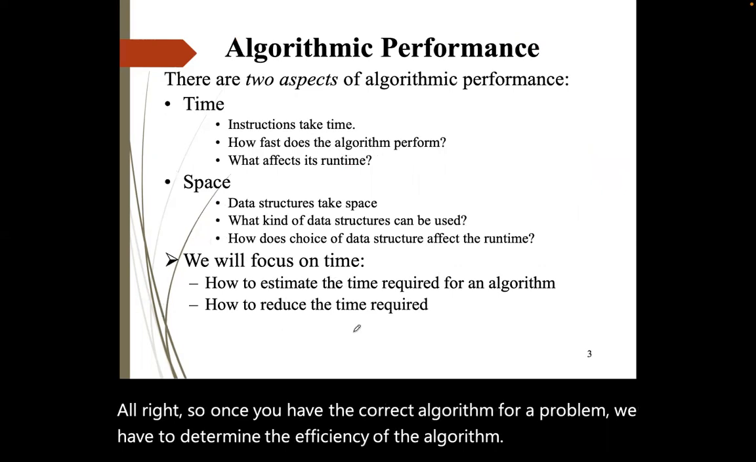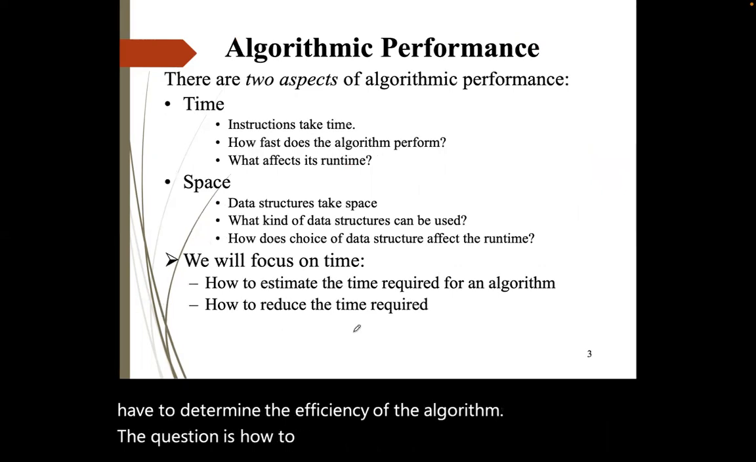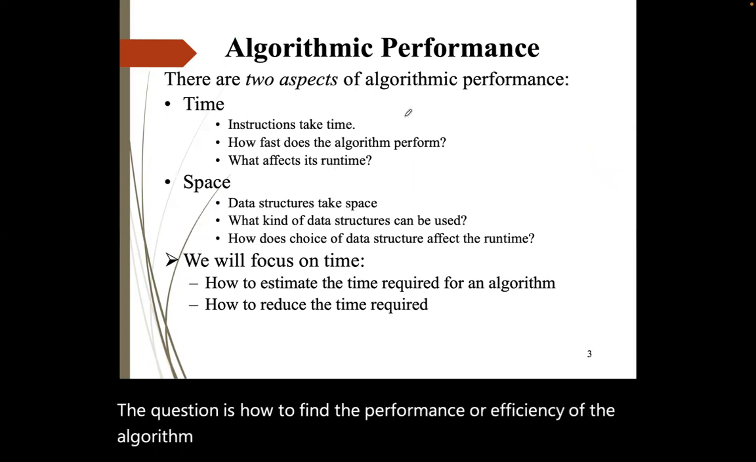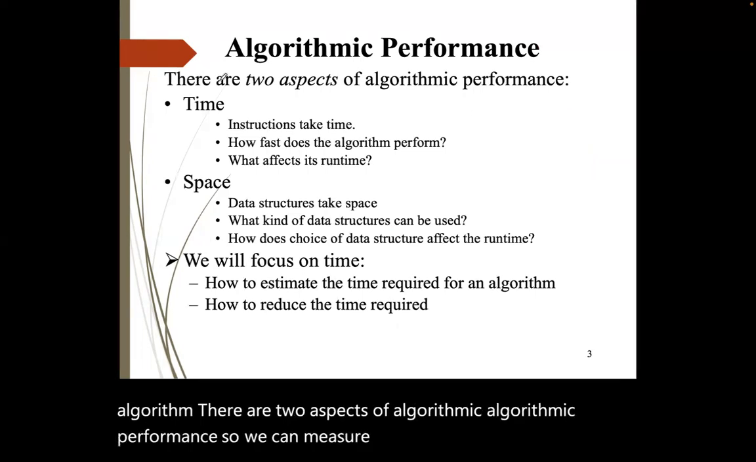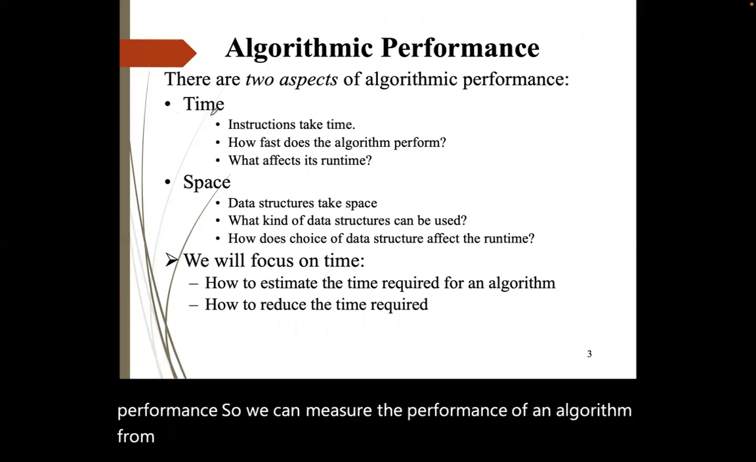Now the question is how to find the performance or efficiency of the algorithm. There are two aspects of algorithmic performance. So we can measure the performance of an algorithm from two perspectives, time and space.